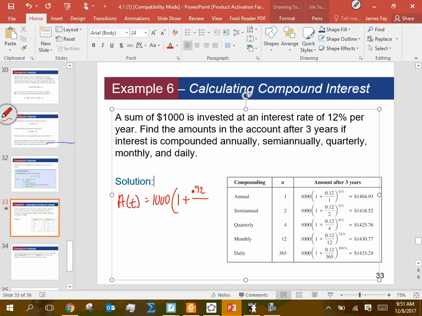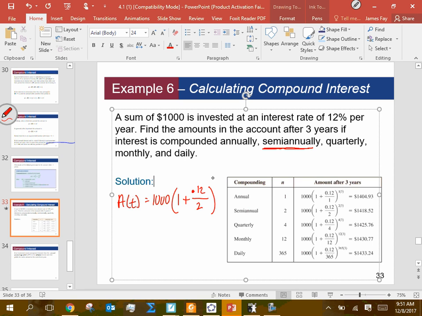And now let's do this one here, semi-annually. Okay, annually is boring. Annually is just a 1 right here, right? Semi-annually, what's that mean? 2. It means we're going to do it twice a year. So you said 6. So you're thinking months, right? Yeah. You got the right concept. And then raised to the n times t.